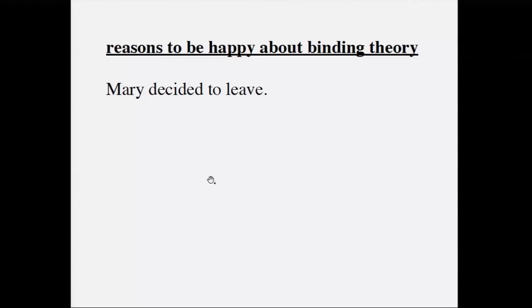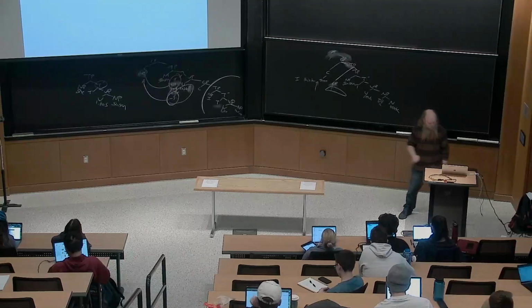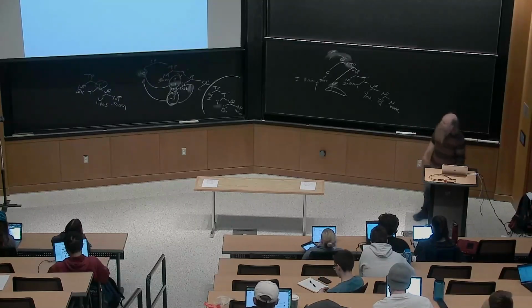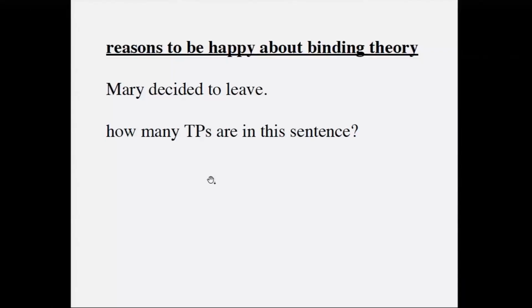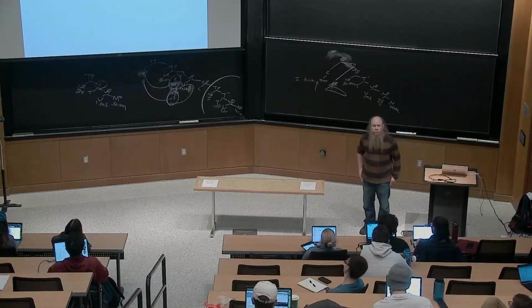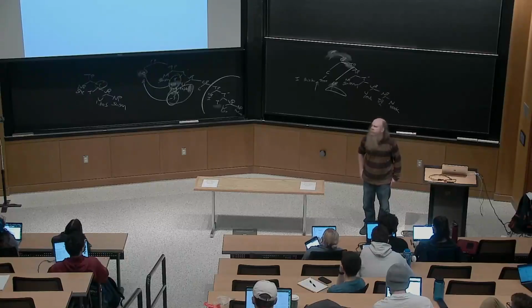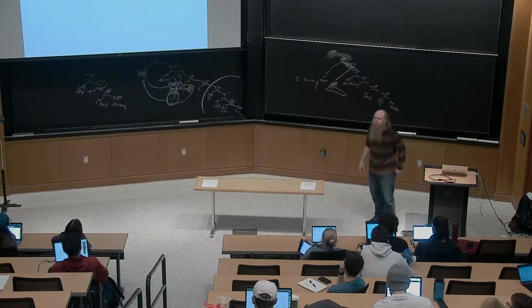Here's a sentence. Mary decided to leave. Fine sentence. How many TPs are in this sentence? Well, there's at least one. What's "to leave"? "To" isn't a preposition here. This isn't like Mary went to Toledo.